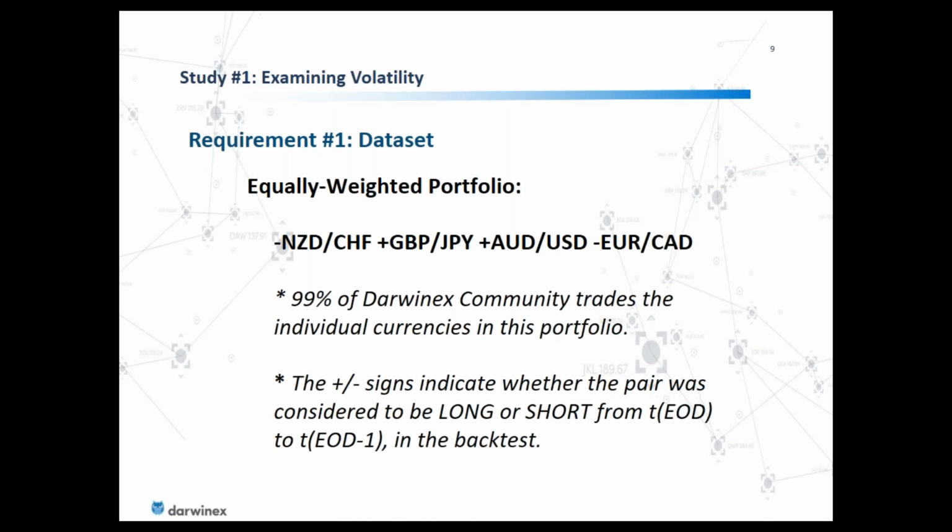And the reason is that each constituent currency in these pairs covers the full spectrum of 8 currencies that the entire Darwinex community trades. What that means is, if you notice the composition of these pairs, it's NZD CHF, GBP JPY, AUD USD, Euro, and CAD. Those are the 8 individual currencies to which the Darwinex community is exposed at any given time, given their preferences in trading. So that was the reason we chose these 4 assets.